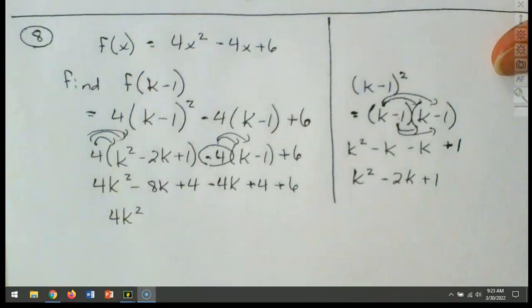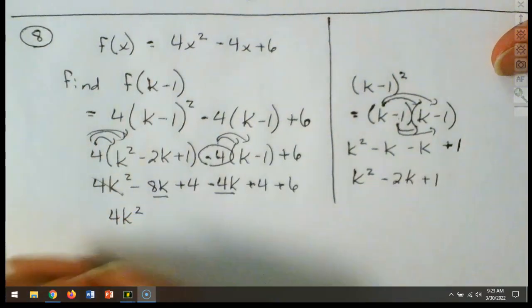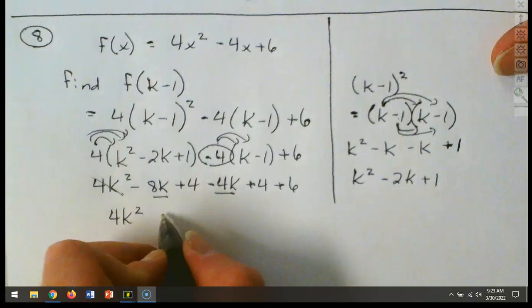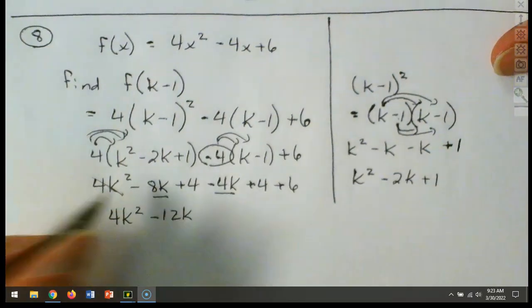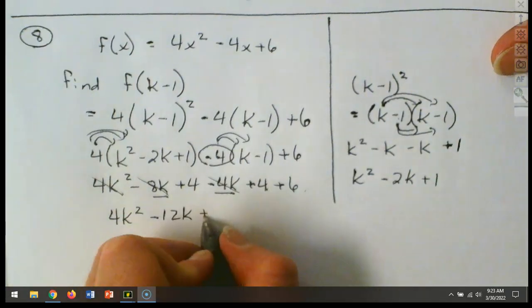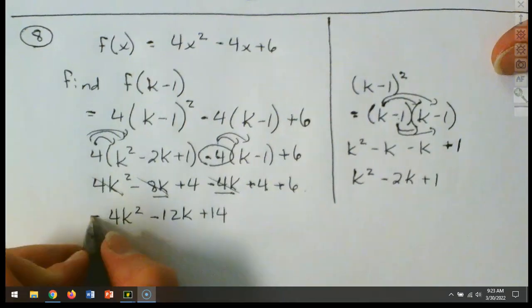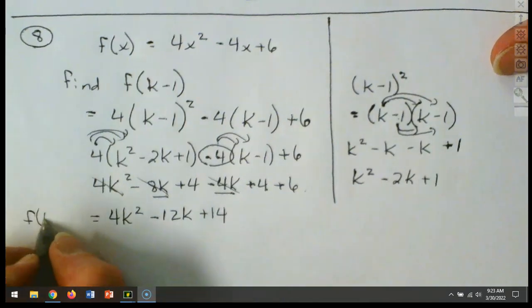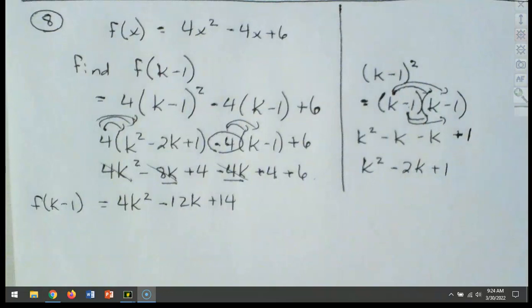So now 4k squared, gone. Minus 8k, minus 4k, those go together, making it a minus 12k. And then we've got 4 and 6, which is 10, plus 4 more makes it 14. And that is going to be f of k minus 1. So we plugged it in, cleaned it up, and wrote our answer down. And we're going to do a lot more FOILing next week.